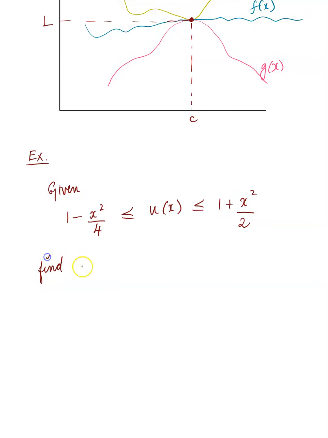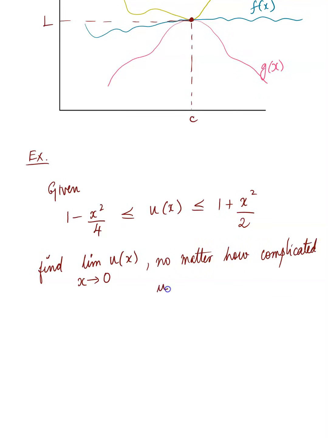Find the limit of u of x as x approaches 0, no matter how complicated u may be. Not u, the letter u. We're human beings, we should be complicated.